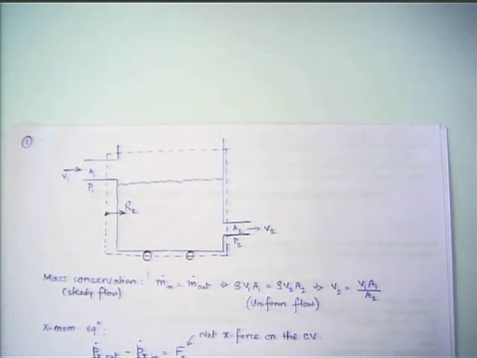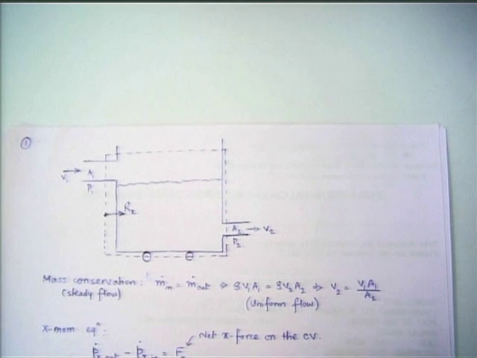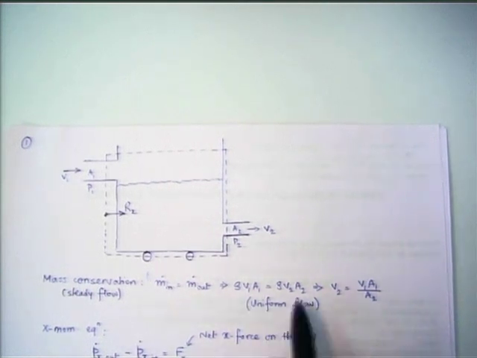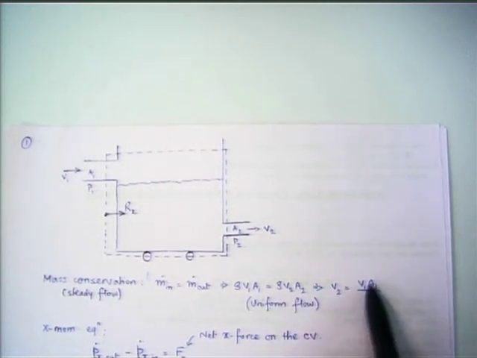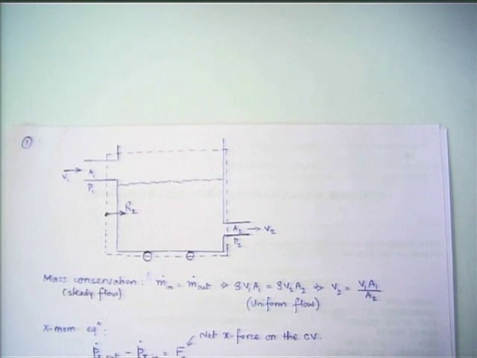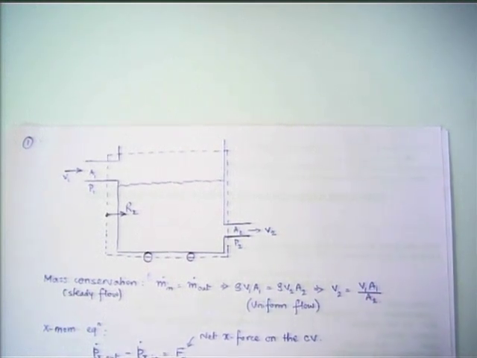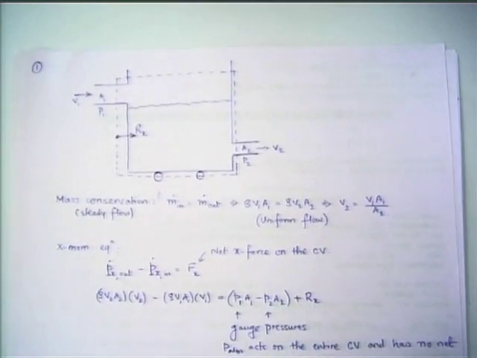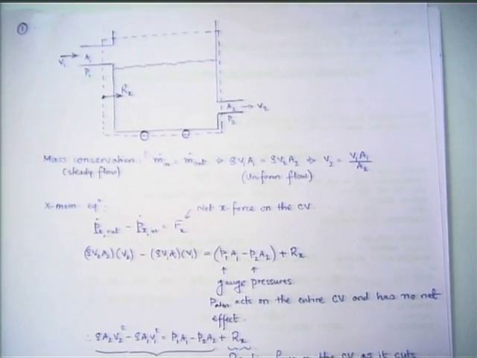Rho is also constant, given, so there's no need for rho 1 and rho 2, it's just the same rho. And that's it, rho cancels out and you get V2 as V1 A1 over A2, as simple as that. This is something that everyone knows, really. Okay, now we will get to the momentum equation.